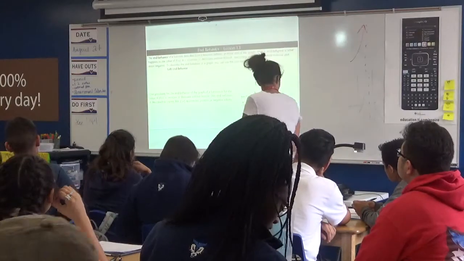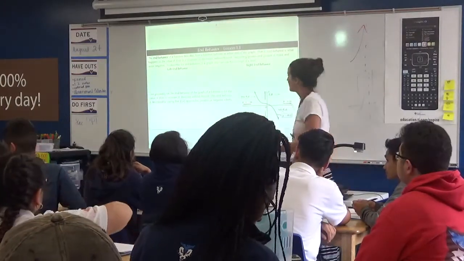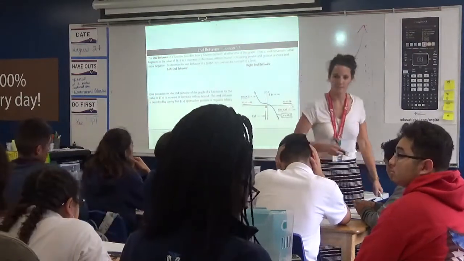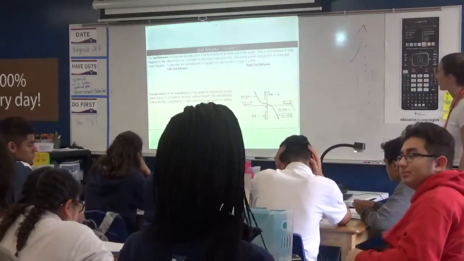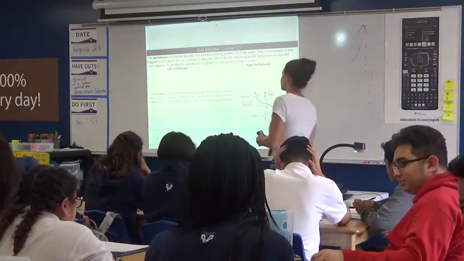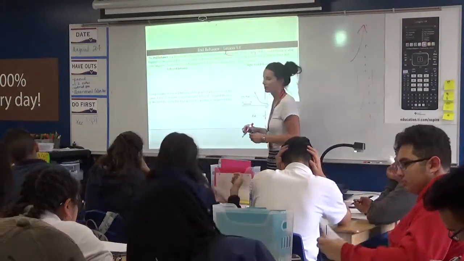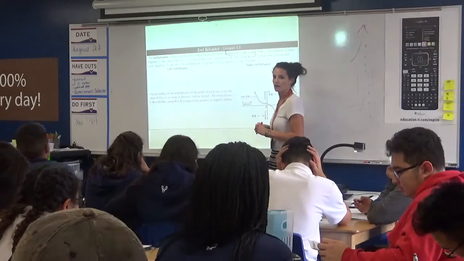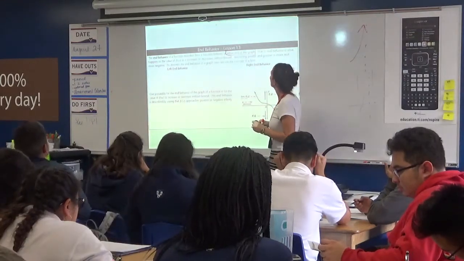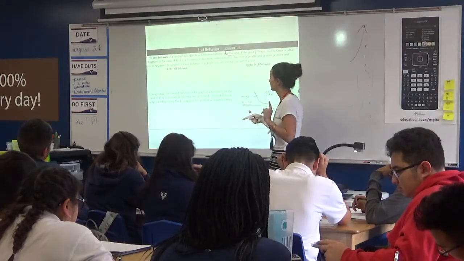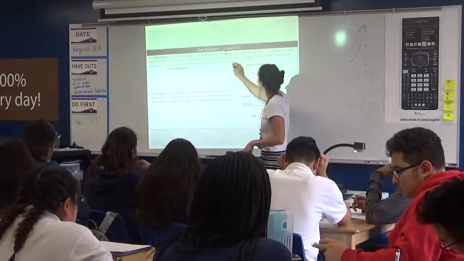So can I get someone to read for me up here where it says the end behavior? Go for it. The end behavior of a function describes how a function behaves at either end of the graph. That is, end behavior is what happens to the values of f of x as x increases or decreases without bound, becoming greater and greater or more negative. Describe the end behavior of a graph. It means the concept of the limit.